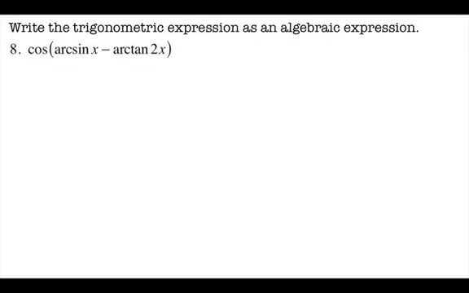Number 8 says write the trigonometric expression as an algebraic expression. Notice that you're computing cosine of the difference of two angles. This is your first angle, this is your second angle. Keep in mind that we're dealing with arcsine and arctangent. So these are inverse trig ratios, which you know represent angles. So that's why we're going to let u equal the arcsine of x and v equal this arctangent of 2x.